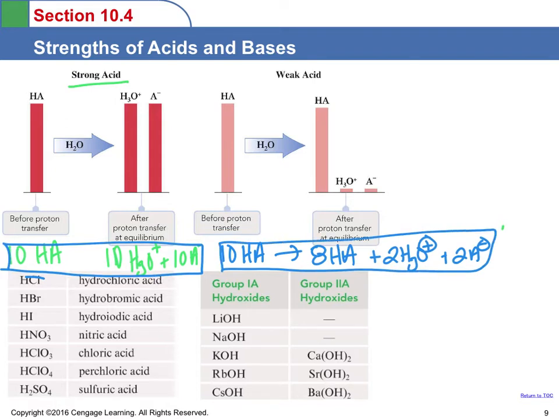And then it's the same idea for bases. If it's a strong base, all of the hydroxide ions are broken apart from the metal. If it's a weak base, only some of them are. So we have a pretty short list of strong acids and bases, and that's what we have here in these two tables. So this is strong acids, and these are strong bases.